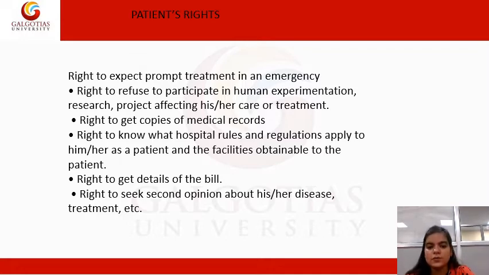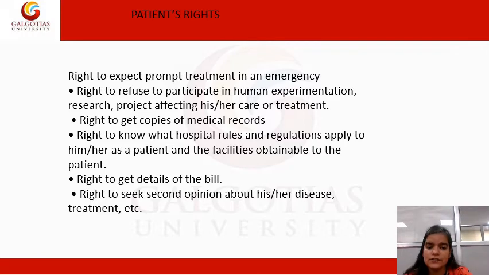Right to know what hospital rules and regulations apply to him or her as a patient, and the facilities available to the patient. Different hospitals have their different facilities. So it is a right of a patient to know what kind of facilities are provided in the hospital, what policies are there in that particular hospital, what treatments are provided, what the facilities are, what the accommodations are, everything. It is a right of a patient to know about that hospital.